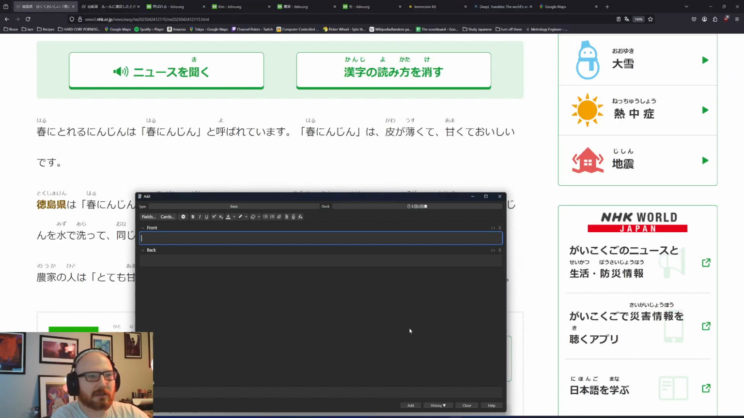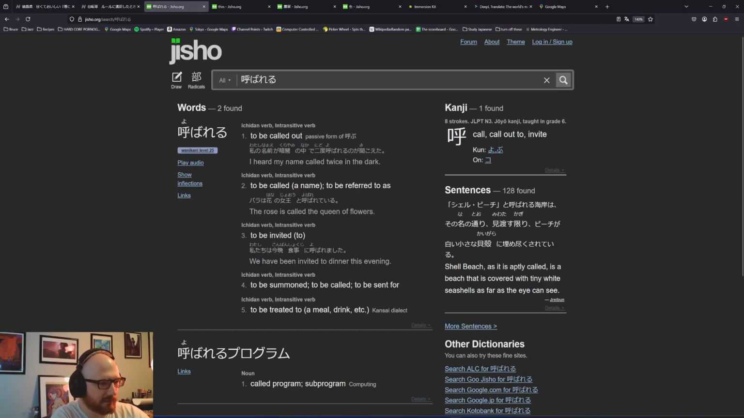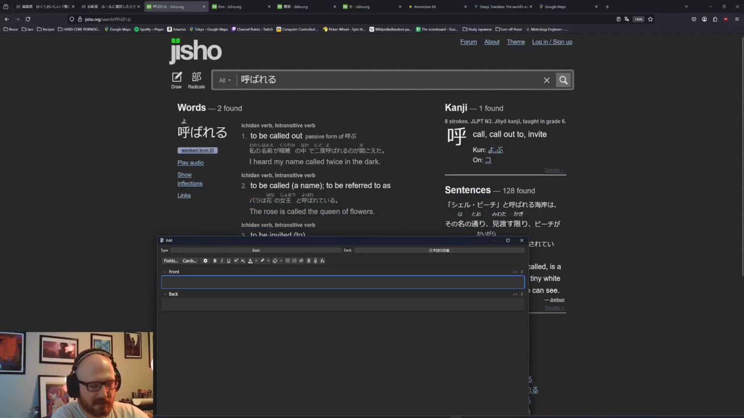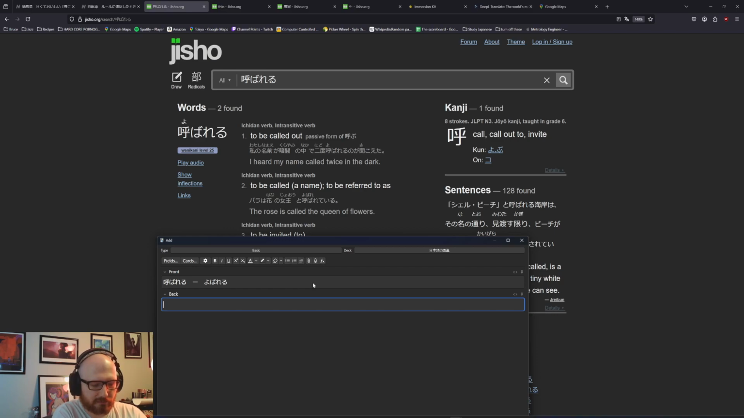So now we have our yobareru. So let's pull that up so we can get all the little meanings in there. Yobareru, space, dash, and a space. Yobareru. Okay. And let's get it in there. To be called out, as in the passive form of yobu, or it can be an intransitive ichidan verb that is to be called.